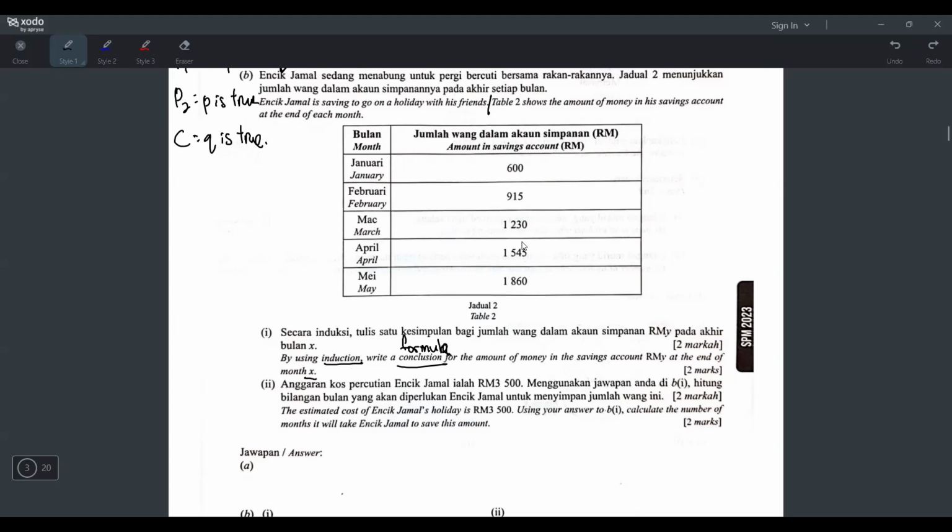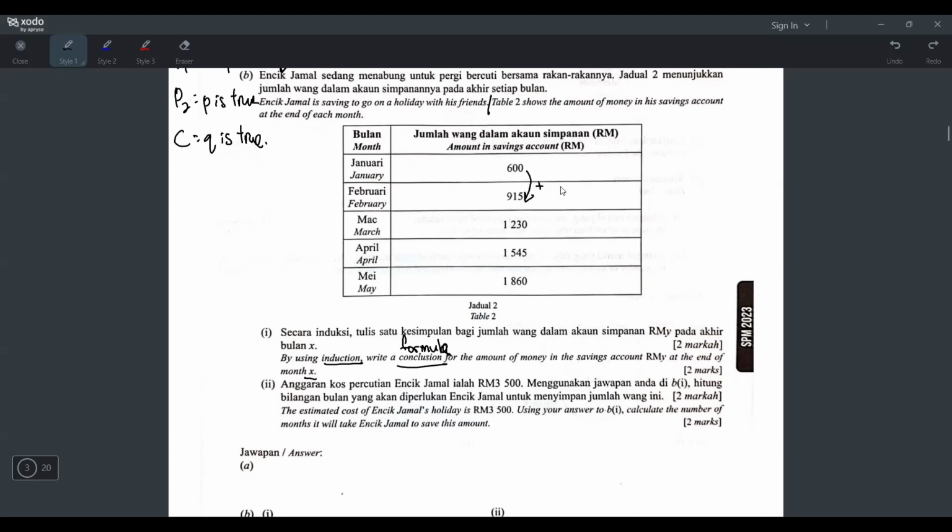and make sure nilai yang tambah tolak ataupun darab bahagi tu sentiasa sama lah. So I can see that the savings go from 600 to 915. So it's getting bigger, right? Yalah, because you save money mah, mesti you punya duit lagi banyak. Takkanlah you save money, save lagi kurang kan? So it's getting bigger. So maybe the pattern here is to plus with a constant, right?